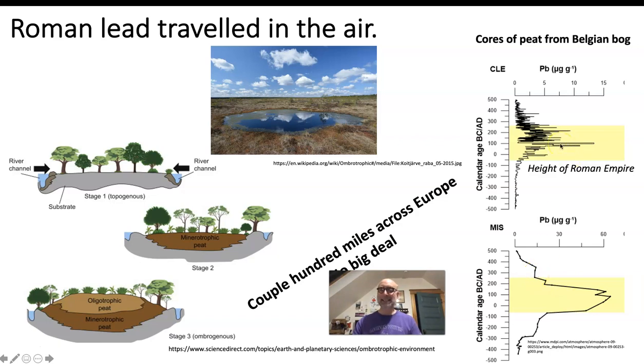This is a much more detailed evaluation from a second core where the samples were much smaller increments. It's exactly the same pattern. The rise starts here at sort of 50, peaks out at about 100, and then falls. So these bogs and the lead in them are tracing the Roman Empire and how successful it is and how much mining it's doing and how much lead smelting it's doing.